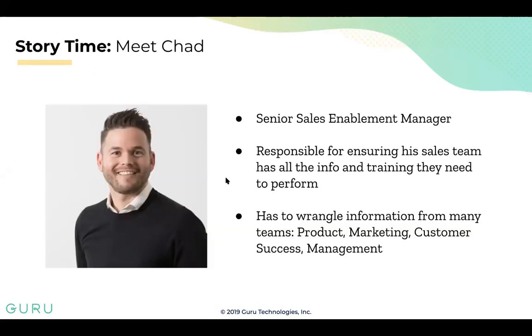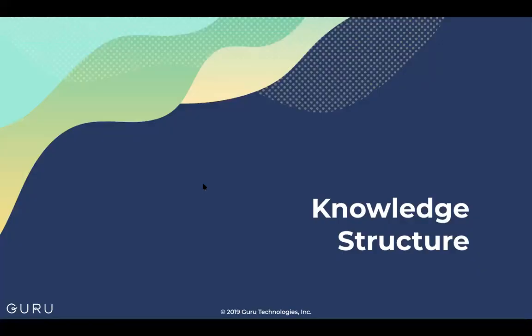Okay, so I want to introduce you to one of our customer advocates, Chad. Chad is a senior sales enablement manager at Glint, and he's responsible for what all sales managers do: ensuring his sales team has all the info and training that they need to perform. He has to wrangle information from many different teams, and this is often sourced across many different places. So today we'll go through some of the steps that Chad had to take to get to the level of Guru success that they have today, and we'll make sure you take those same steps during this lab. So first, we're going to talk about how to structure your team's knowledge for success.